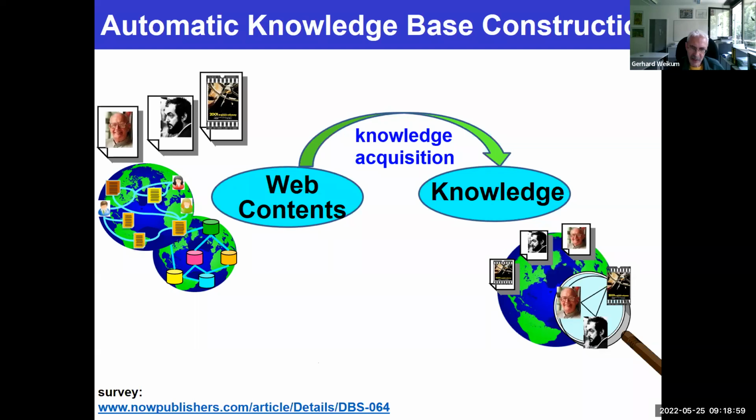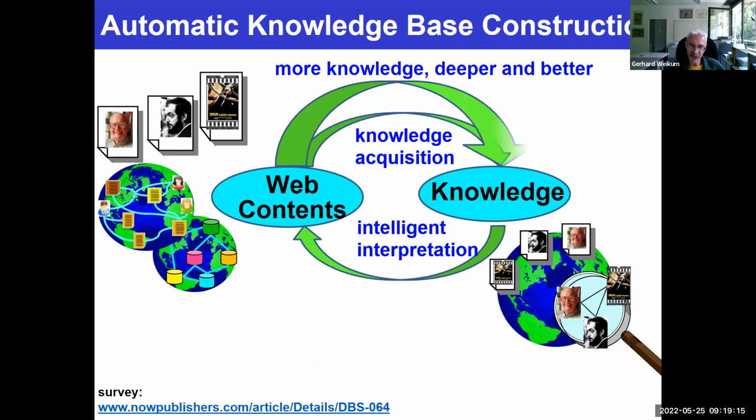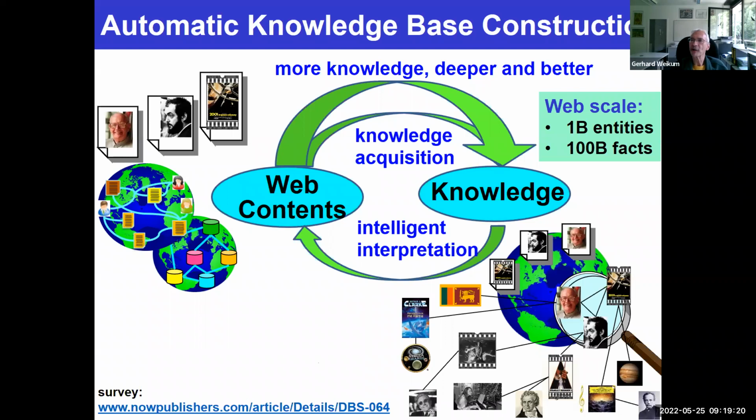Now, once we have such a core of a knowledge base, this helps algorithms in turn to interpret the a priori noisy, weak, and ambiguous web content. And we can iterate this process to acquire more knowledge, deeper knowledge, and better knowledge. Obviously, this is a bird's eye view, right? So there's lots of technical details to get this going.